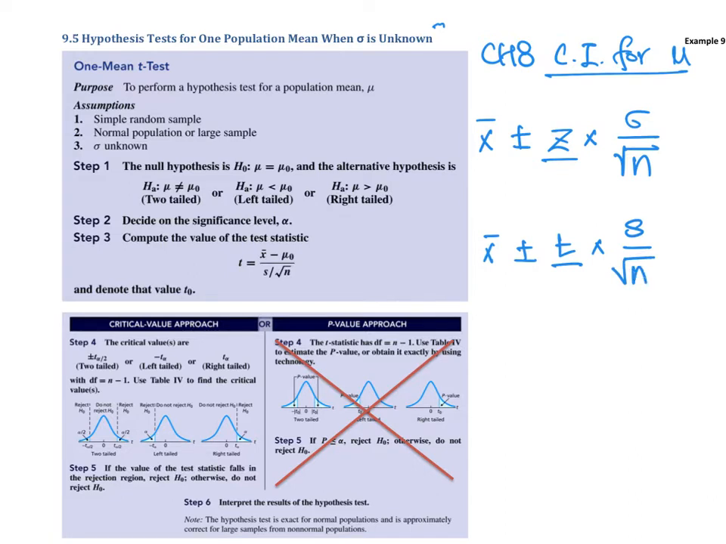Before, in chapter 9, we used the z as a test statistic, right? So today, we are going to discuss the one mean t-test. Here's the test statistic. It is not the z. Actually, the z test statistic was x bar minus mu 0 over sigma over square root of n. So that is the same idea.